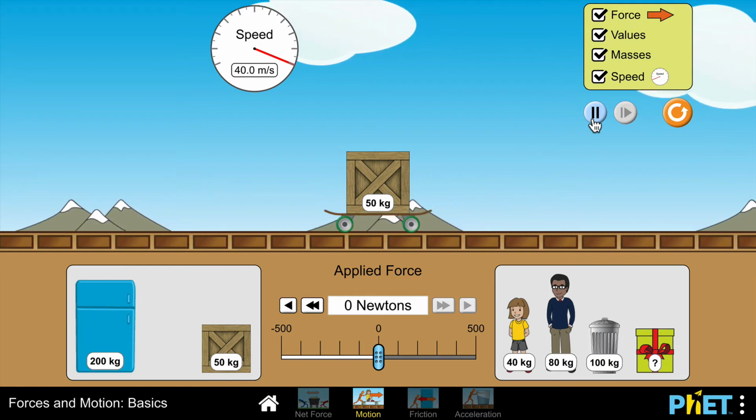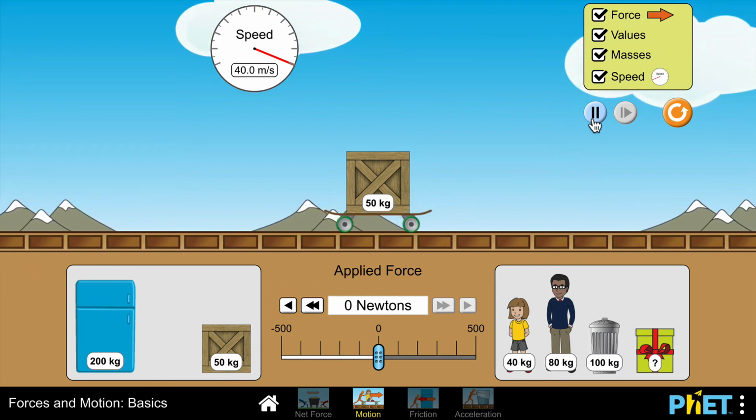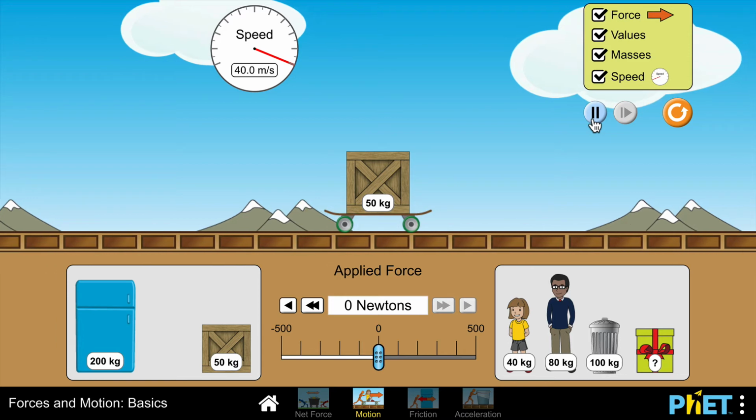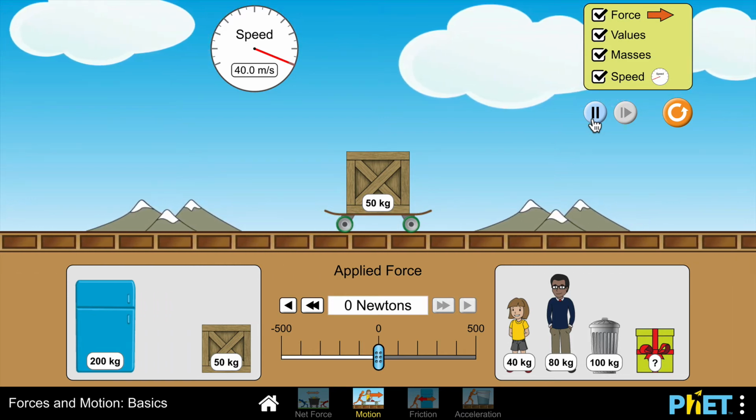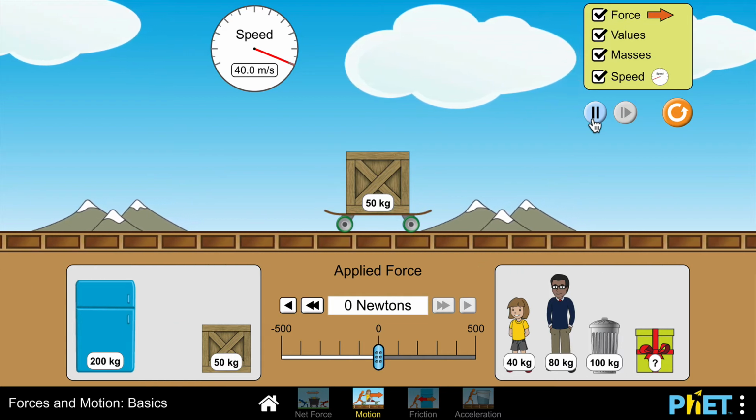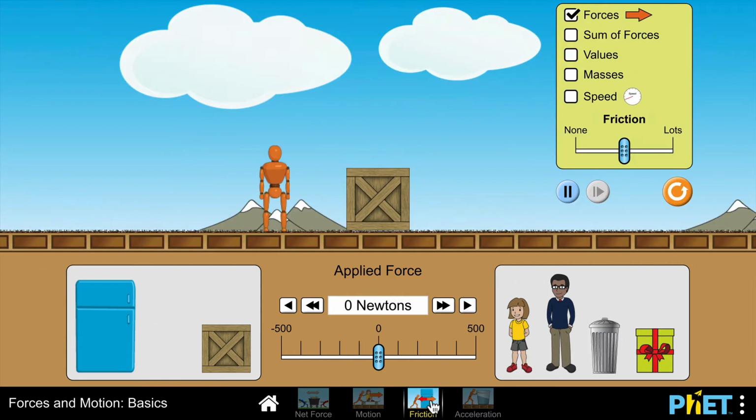So while there was an unbalanced force acting on it, it accelerated. When there's no unbalanced force, it remains either at rest or moving at constant speed in a straight line. This next screen incorporates friction. So what I can do is apply a force again. Now at this point the applied force is equal to the frictional force but in opposite directions. So I have balanced forces, and of course at this point it's not moving.